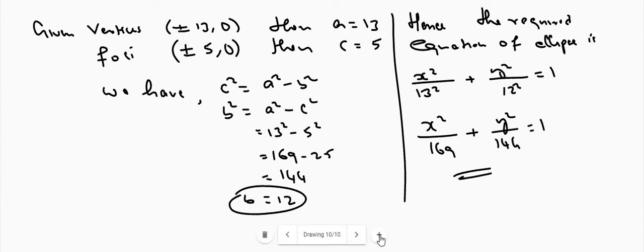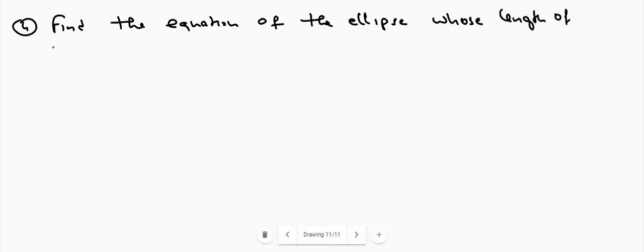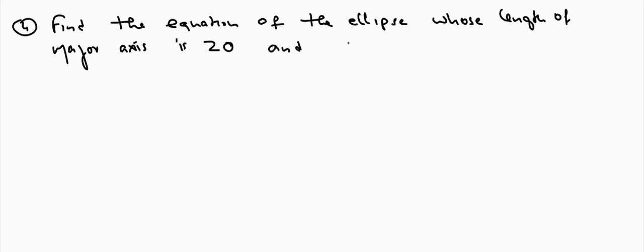Next, question number 4. Find the equation of the ellipse whose length of major axis is 20 and foci are 0, plus or minus 5.